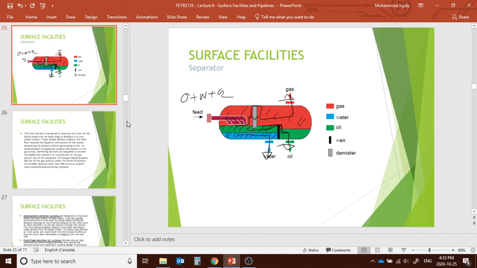Now, the gas can also contain small droplets of oil or water. How can we remove them? We can send it to another separator.